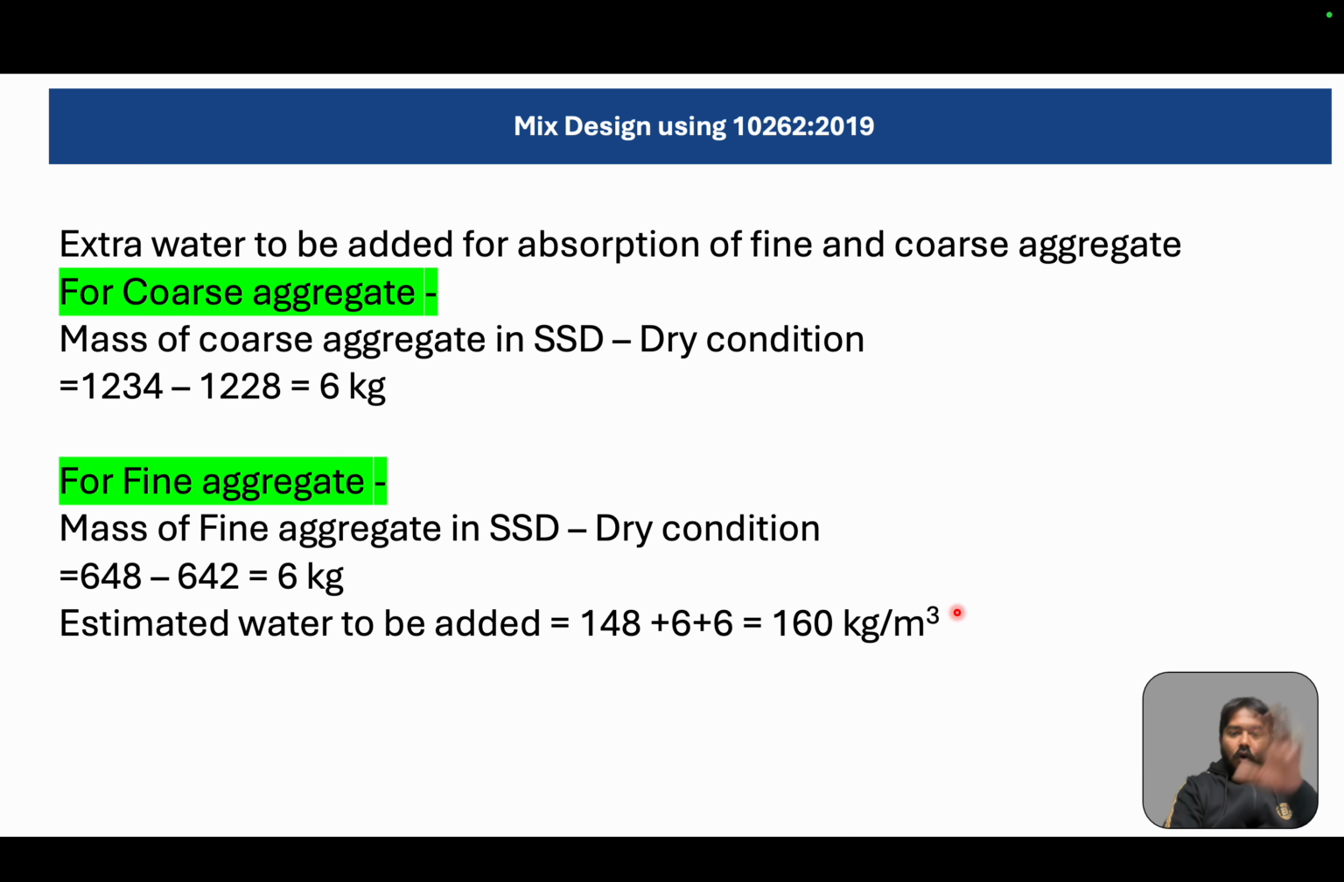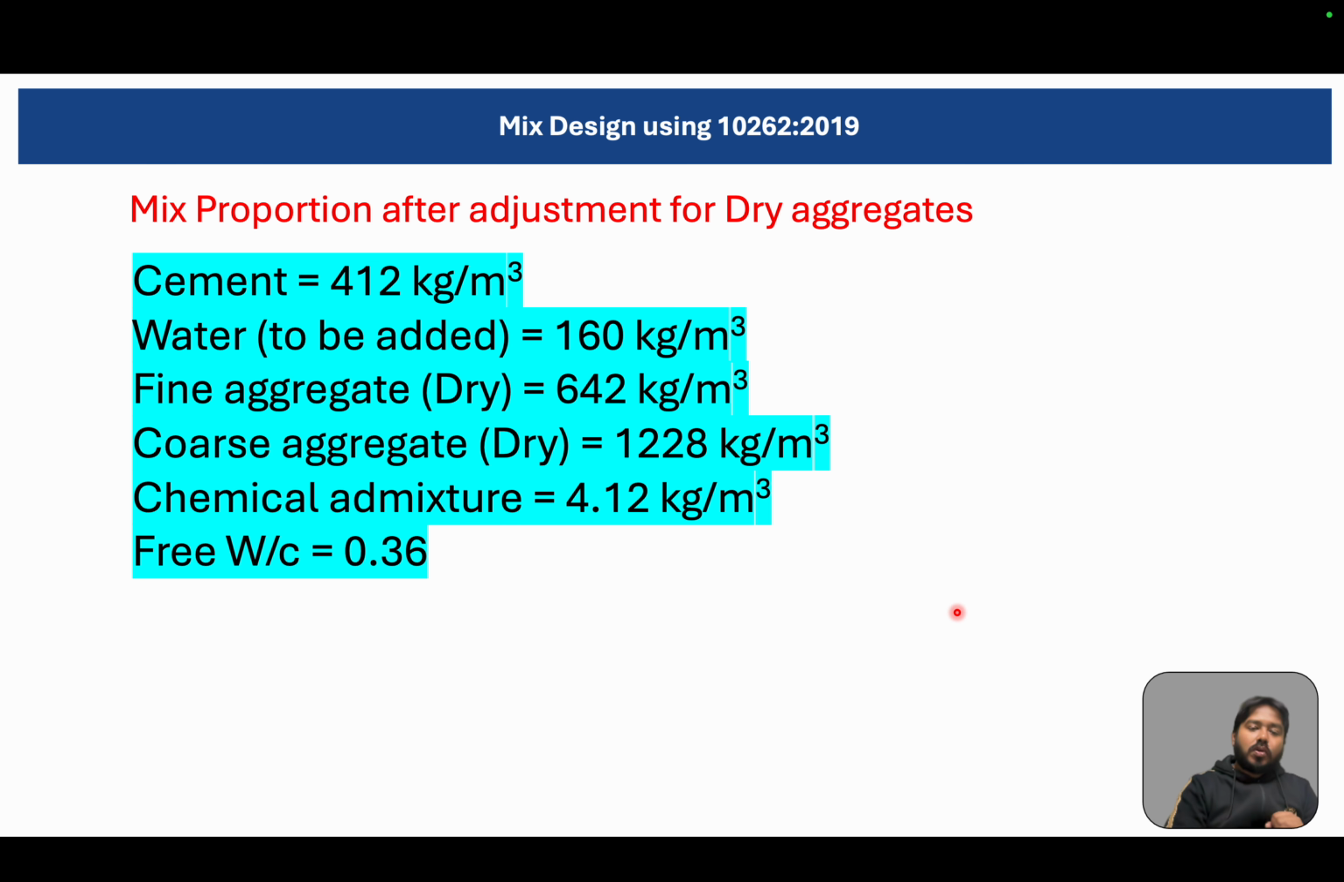So all you have done is the mix design trial 1, and after that, how much correction is required, that also you have identified. In a summary sheet you can also write the mix proportion after adjustment for dry aggregates, because we never assume moisture. The question is given that there is no moisture content, which is a clear indication of dry condition. So dry condition, and all these are the field corrections.